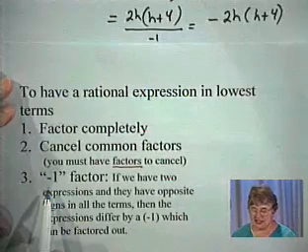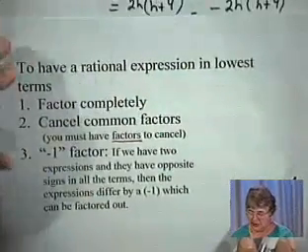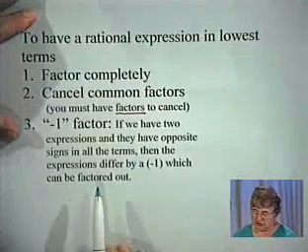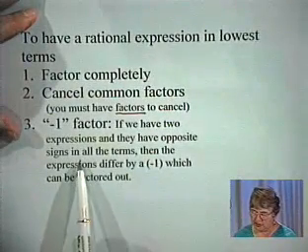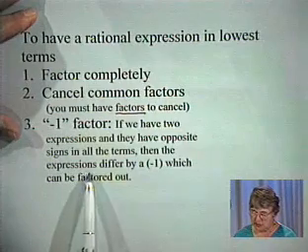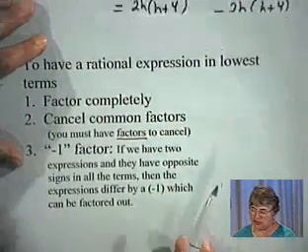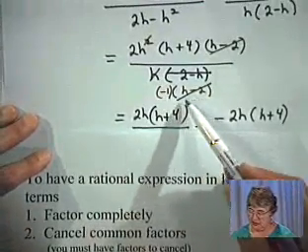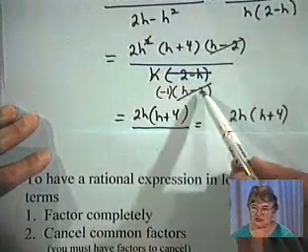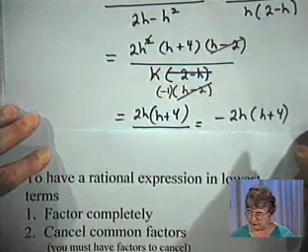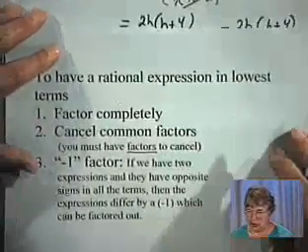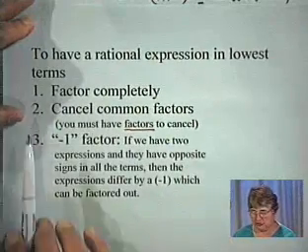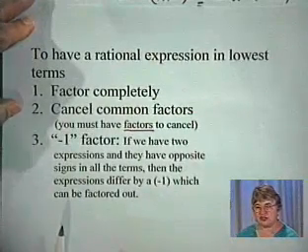And then we have this negative 1 factor technique, which often simplifies the problem because then we can get rid of more factors. If we have two expressions that have opposite signs in all the terms, then the expressions differ by a negative 1, which can be factored out, as we did over here. We factored the negative 1 from the denominator, and that allowed us to cancel the h minus 2. So you might review the three parts over here to be able to simplify rational expressions.